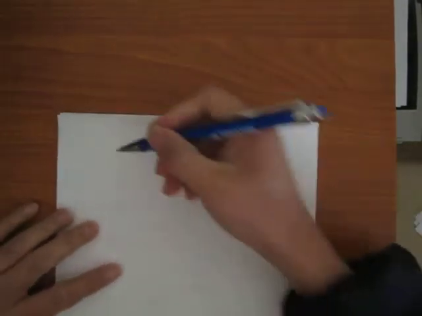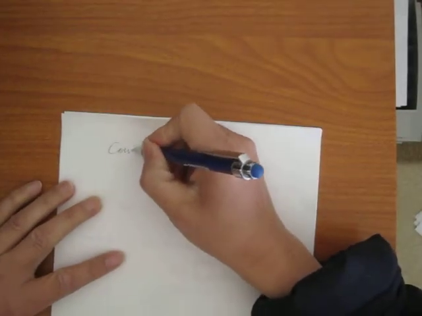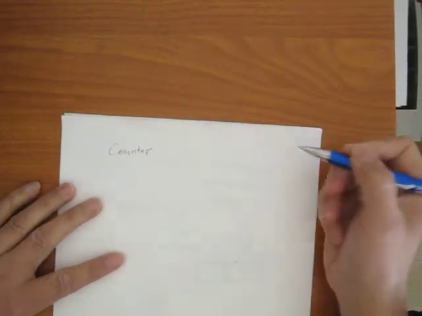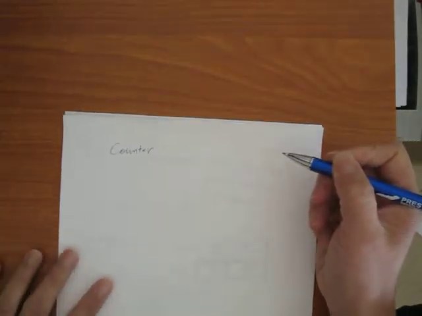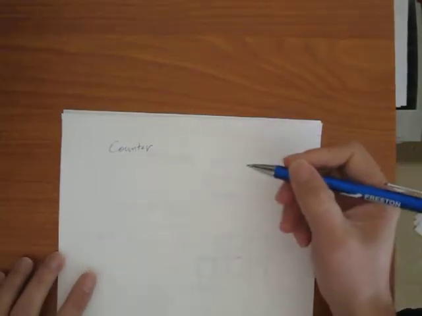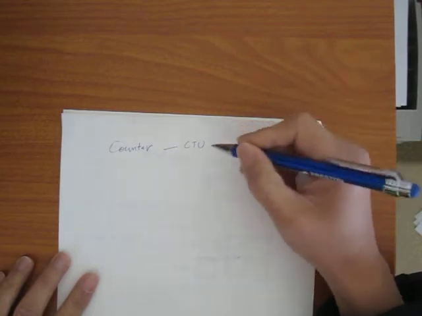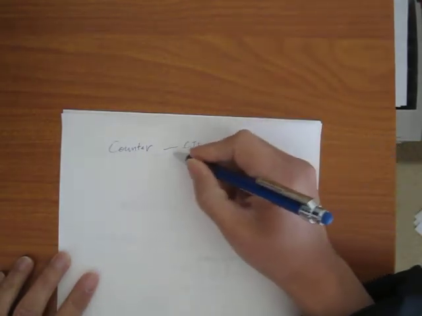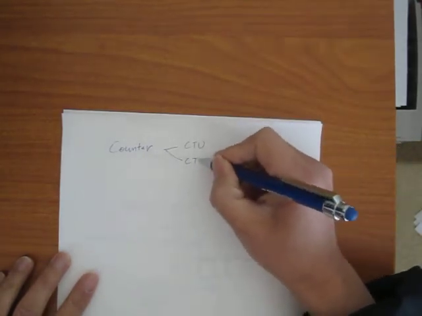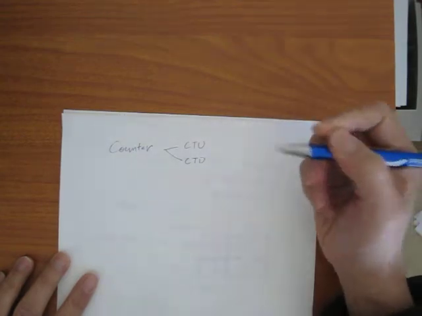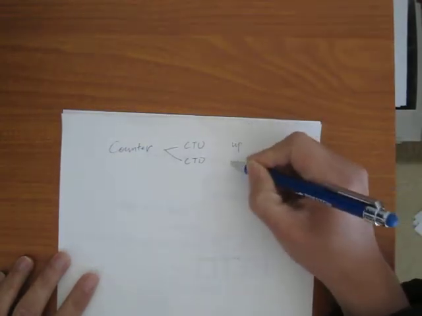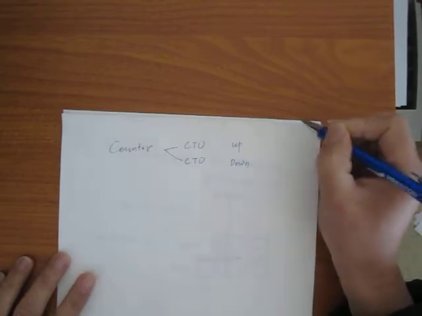We're gonna talk about the counter this time. Counter. This is gonna be our last topic here. The two types of counter: one is CTU, that's called a counter up, and another one is CTD, counter down. So this one is up counter. This one is down counter.